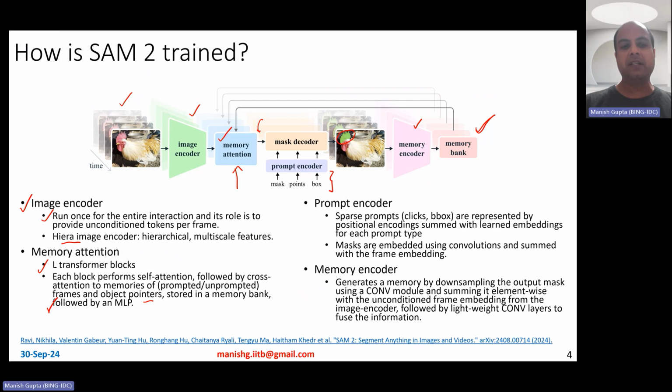So essentially, memory attention is basically transformer blocks, which have self-attention, cross-attention with memory from the memory bank, and also MLP feed-forward layers, basically, right?